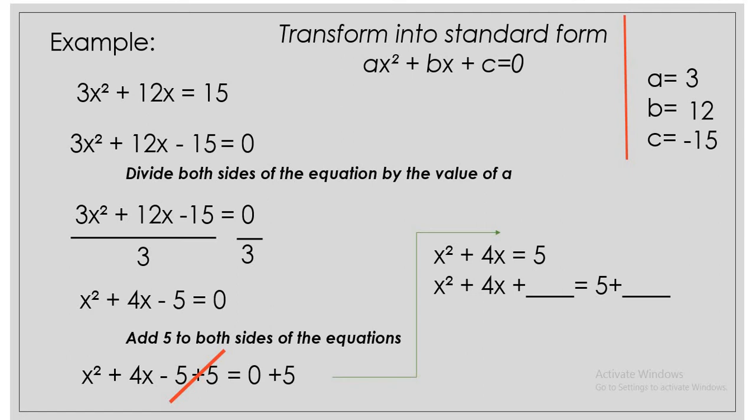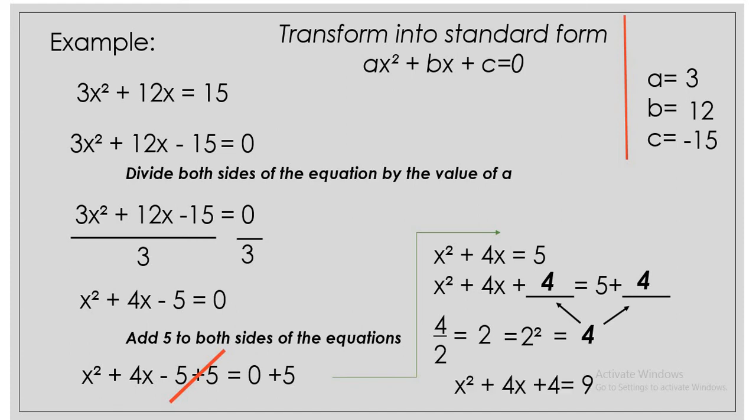Then we will make it a perfect trinomial. x squared plus 4x plus blank is equal to 5 plus blank. The first step to find the number to become a perfect trinomial is to find the value of b. In this given, the value of b is 4. And what we are going to do is divide it by 2. 4 divided by 2 is 2. Then we will square 2. 2 squared is 4. So 4 is the number.